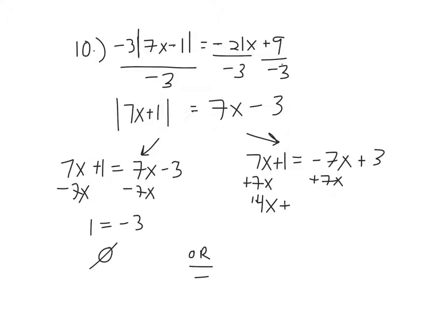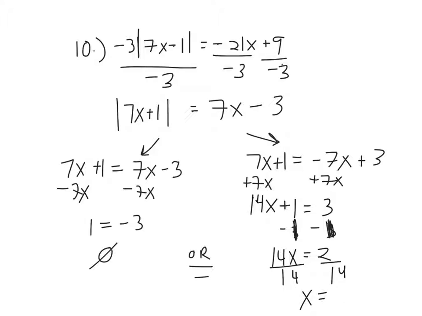14x plus 1 equals 3. And if I continue solving, I get 14x equals -2. Minus 1. So that would actually be a positive 2. And if I divide by 14, I get that x is 1/7.